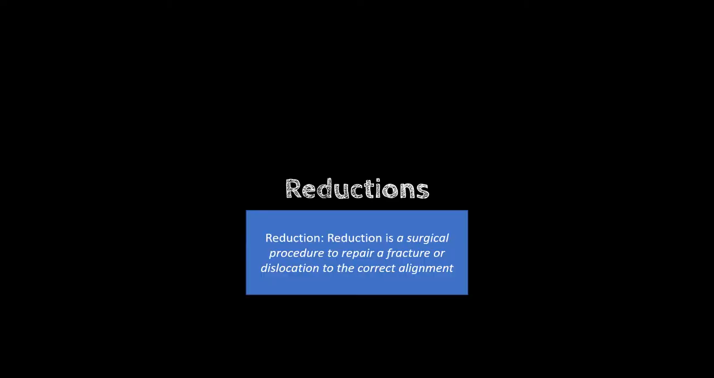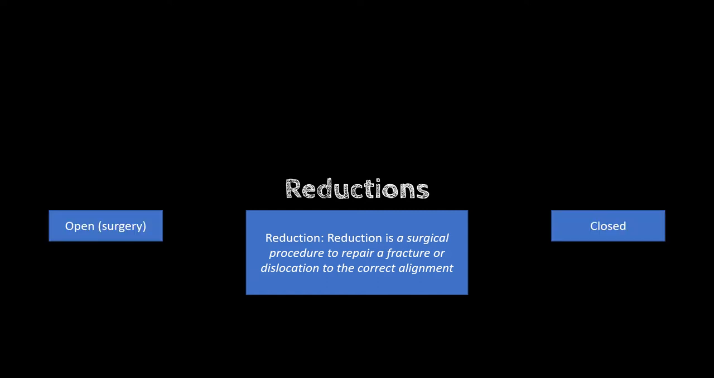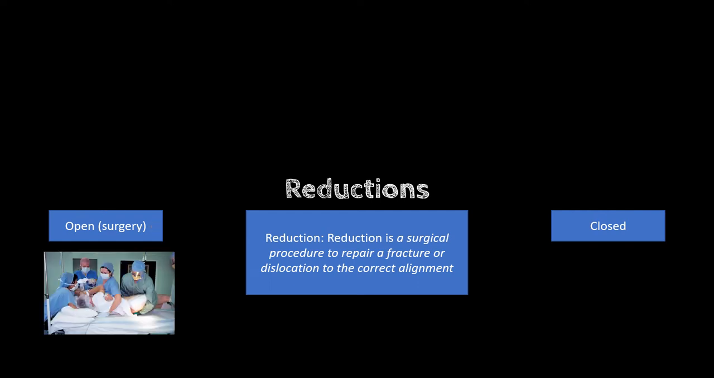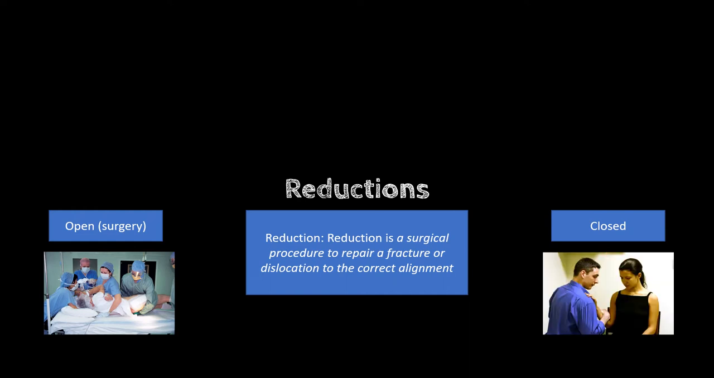Okay, so let's talk about reductions. Reduction is a procedure to repair a fracture or dislocation to the correct alignment. So it's misaligned, it's not in joint, it's subluxated or luxated or dislocated. Or there's a fracture which is not aligned, is dislocated, then you have to reduce it and put it into the correct anatomical position. It could be closed reductions or open reductions. Open reduction is surgery, like this. Here they're just shifting them. Or closed reductions, here's the Cunningham technique with Neil Cunningham for anterior shoulder dislocations.